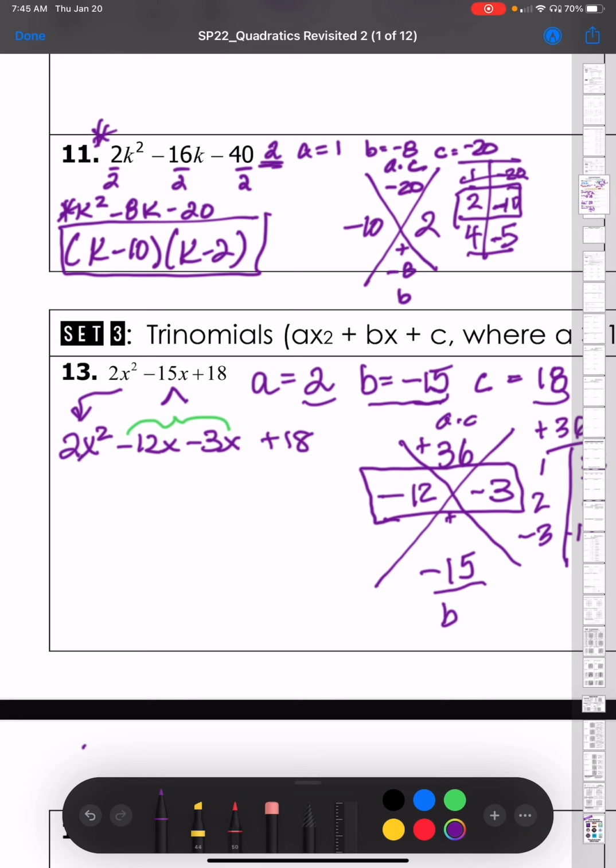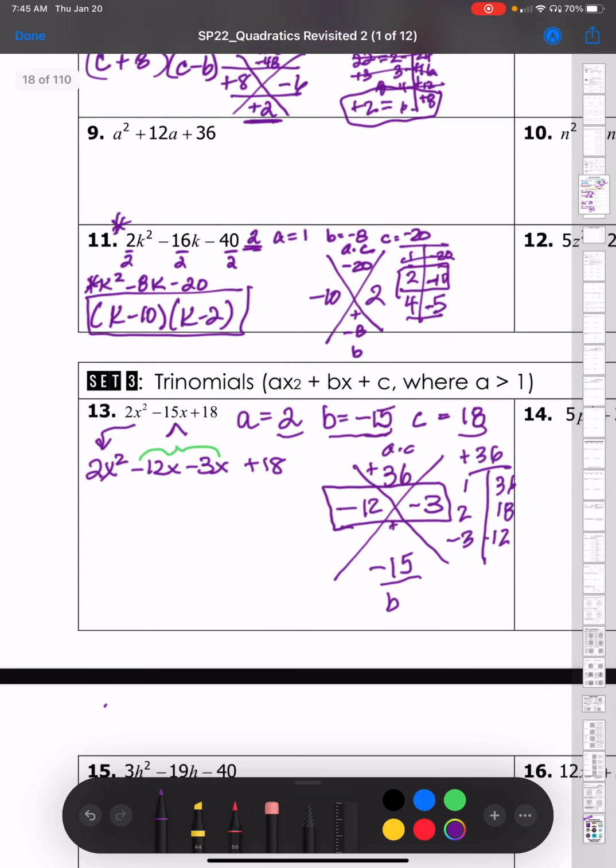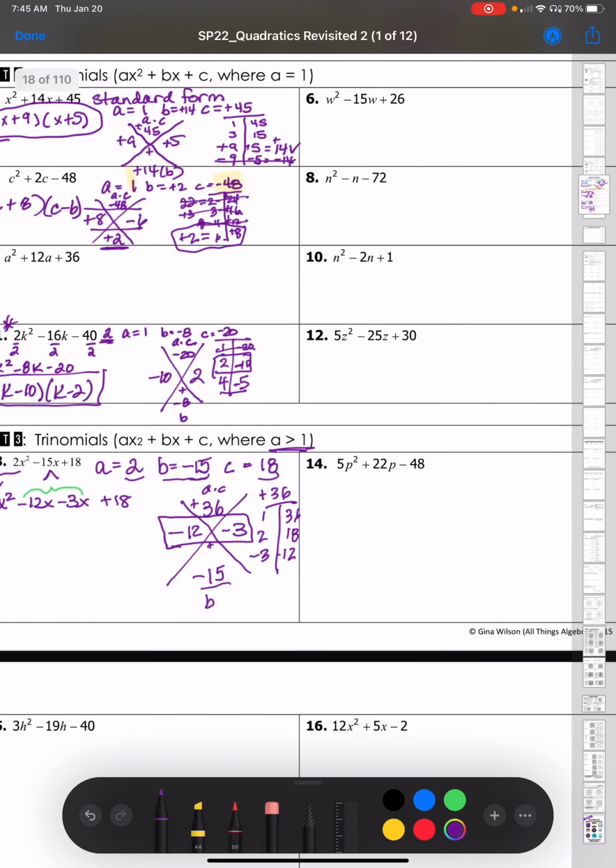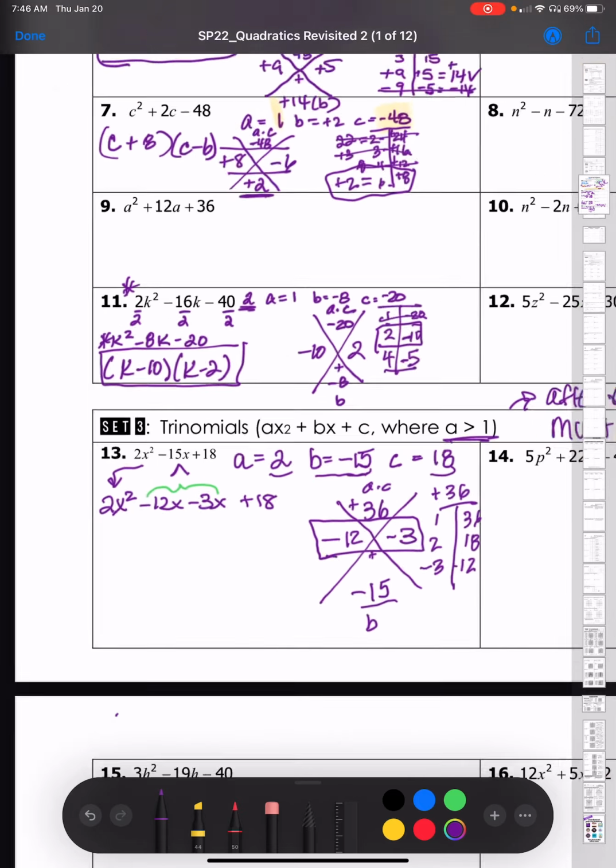I'm just breaking that middle term into two factors that will allow me to do a special factoring model called grouping. If your a is greater than 1, then you always must use grouping. And that's if your a is greater than 1 after checking for the greatest common factor. Very important, very important, very important. So now let's proceed.